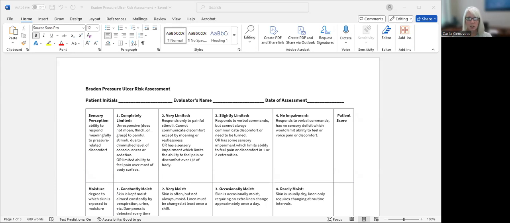The total scores have also been stratified into levels of risk as at risk, moderate risk, high risk, and very high risk. Please remember that the lower the score, the higher the risk of pressure injury.